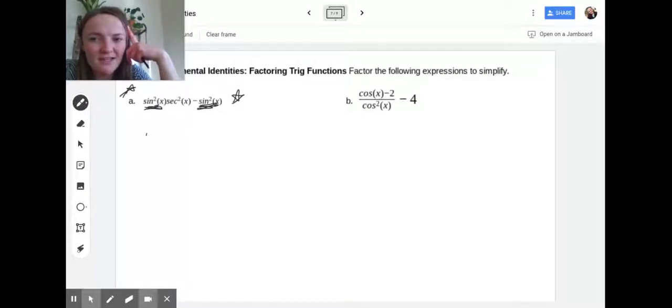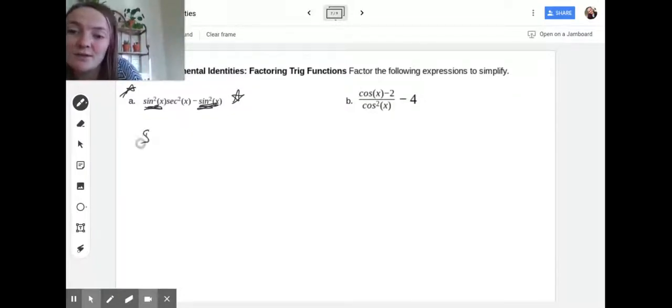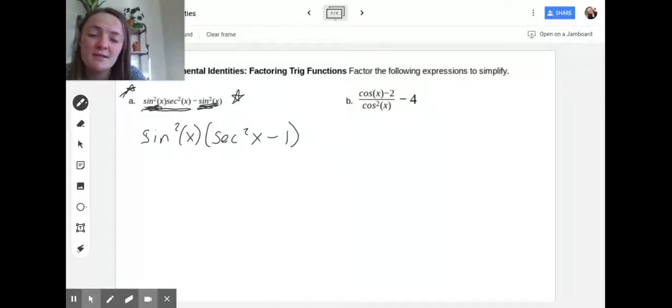It looks like sine squared x and sine squared x are both in the expression, which means they're a common factor. I'm going to take it out. So I'm going to factor out sine squared x. If I factor out sine squared x, what's left on the inside is secant squared x minus, well, if I took a sine squared x out, what's left is 1. In essence, I divided everything by sine squared x. So real quick, I want to still simplify this.